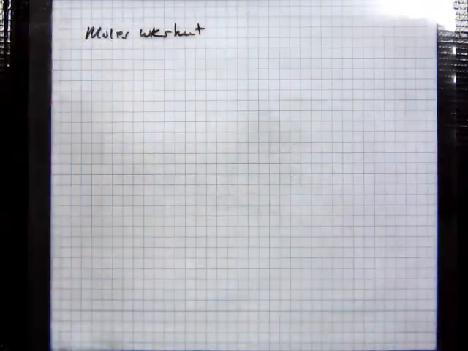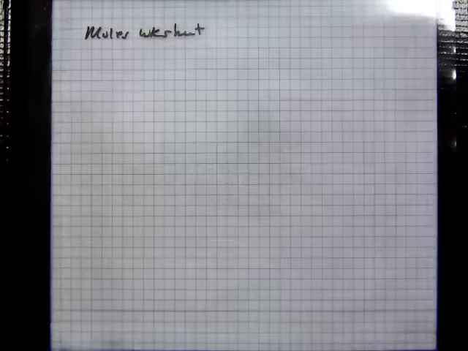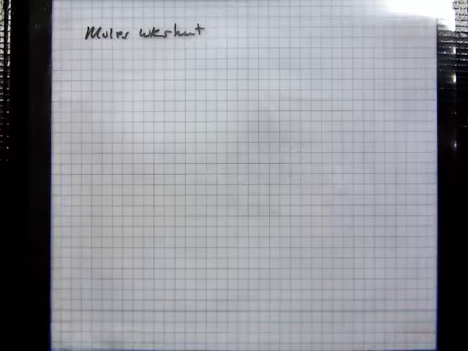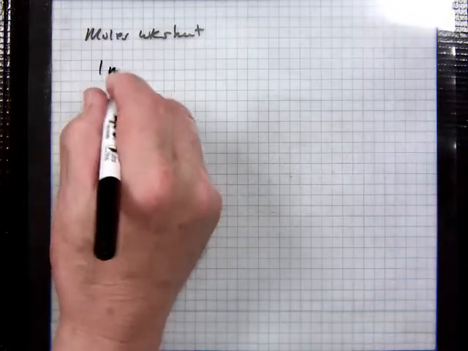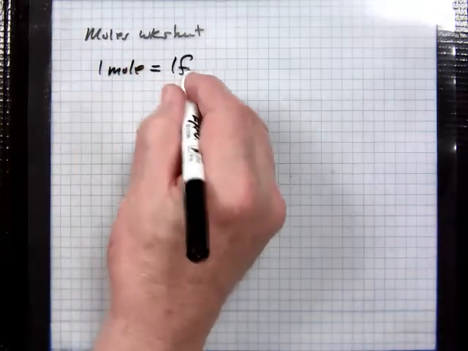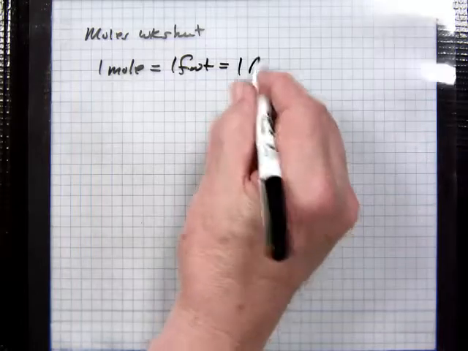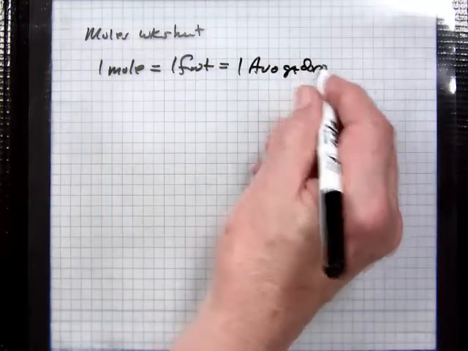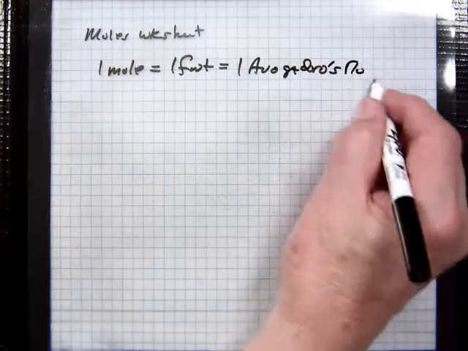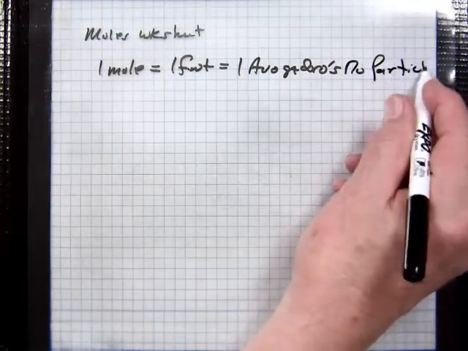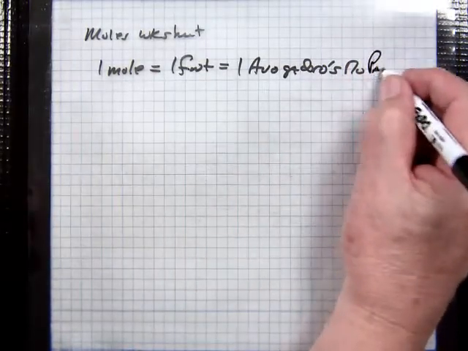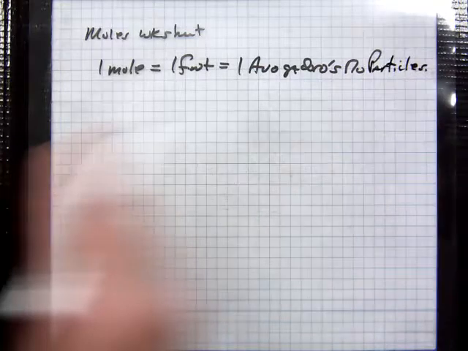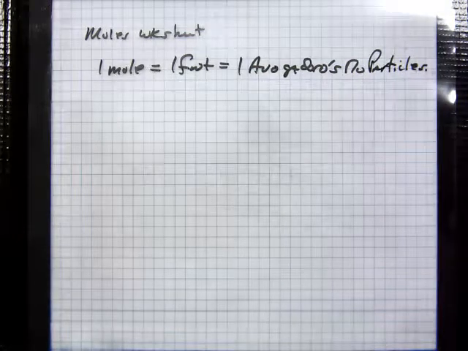Well, the first question in here is, what's the definition of a mole? A mole is the mass of substance containing 1 Avogadro's number. And 1 mole equals 1 formula weight. So one way to put this is 1 mole equals 1 formula weight, which is equal to 1 Avogadro's number. There you go. Now, keep that in the back of your mind.